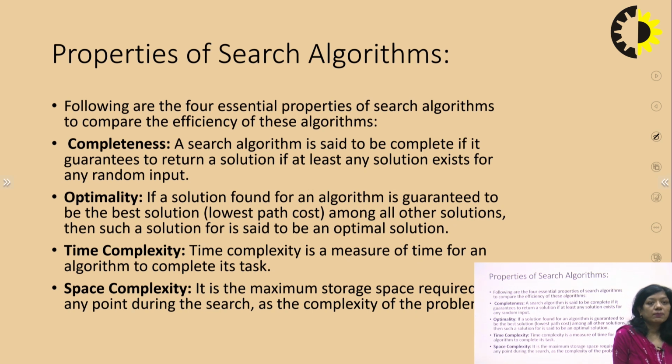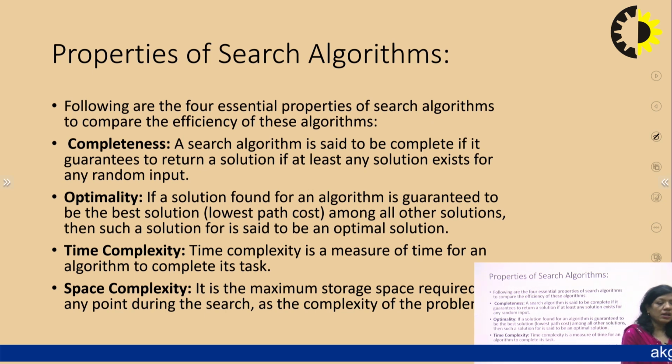So, what are the properties of search algorithm? Basically, we have mainly four essential properties of search algorithm to compare the efficiency of these algorithms. Completeness, a search algorithm is said to be complete if it guarantees to return a solution if at least any solution exists for any random input. Optimality, if a solution found for an algorithm is guaranteed to be the best solution, lowest path cost among all other solutions, then such a solution is said to be an optimal solution.